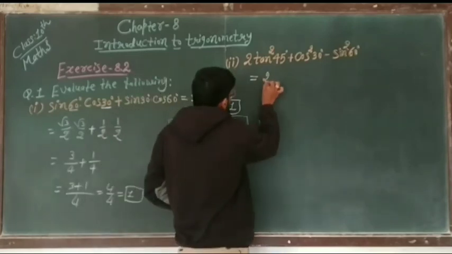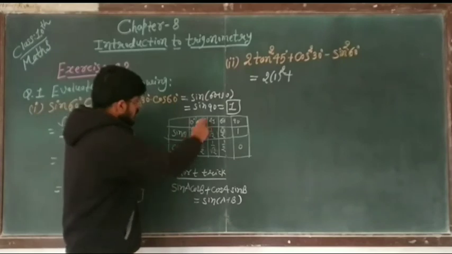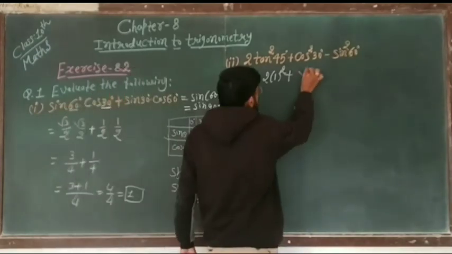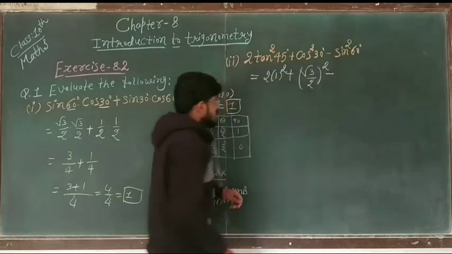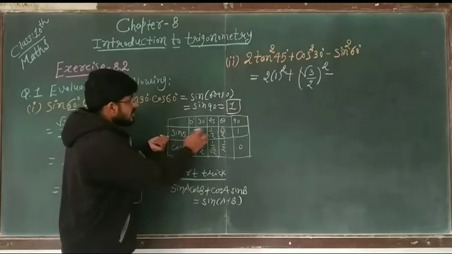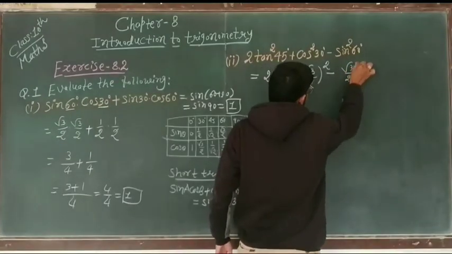So here we can write 2 bracket 1 square plus cos 30 degree. Cos 30 degree is root 3 by 2. So we can write root 3 by 2 square minus sin 60. Sin 60 is again root 3 by 2. So we can write root 3 by 2 square.